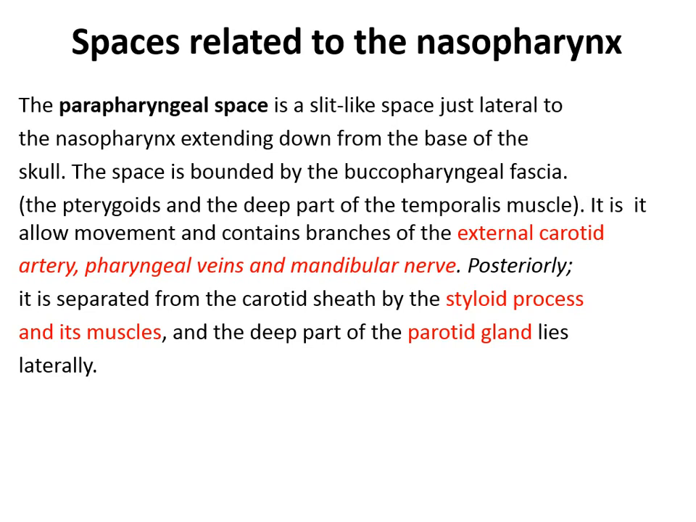Jugulodigastric node. Okay. There are multiple different spaces related to the nasopharynx, of which the most delicate is the parapharyngeal space, a slit-like space just lateral to the nasopharynx, extending down from the base of the skull, and this space is bounded by the buccopharyngeal fascia.